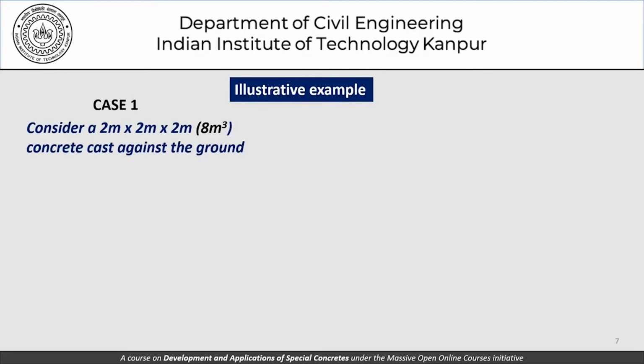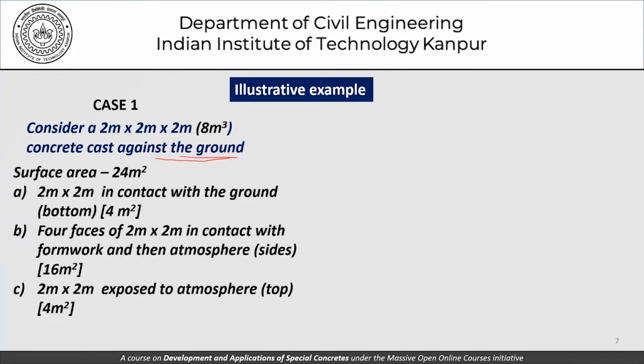In the first case, let's consider a 2 meter by 2 meter by 2 meter block, a total of 8 cubic meters of concrete, cast against the ground. This is very important: cast against the ground. The total surface area involved will be 24 square meters. 2 into 2, which is 4 square meters, is in contact with the ground. 4 faces of 2 meters by 2 meters, a total of 16 square meters, are in contact with the formwork initially and then with the atmosphere after the formwork has been removed. And another 2 into 2, that's 4 square meters, is exposed to the atmosphere.